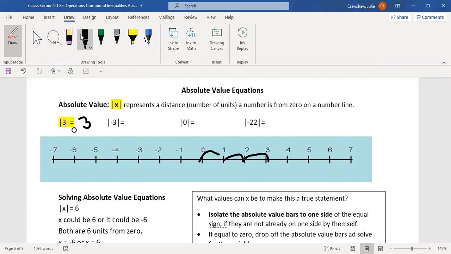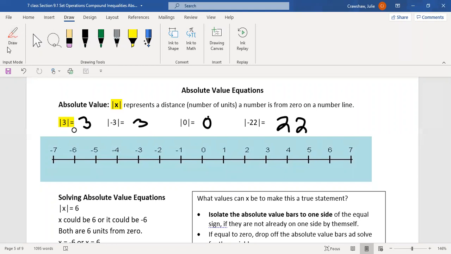When I have the absolute value of -3, I'm asking the same question. How many units away is -3 from 0? It's 3 units away. Now the absolute value of 0 is 0 units away. And the absolute value of -22 is going to be 22 units away from 0. So the absolute value of a number, as long as that number is not 0, will be a positive value. The only number that won't be positive will be 0, because 0 is not considered positive or negative, because it's right in the middle.